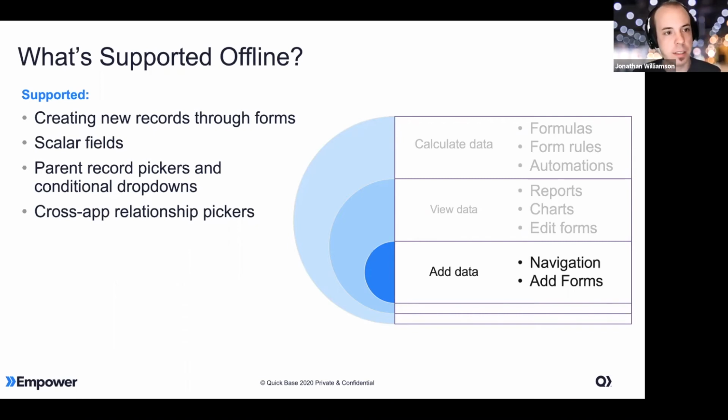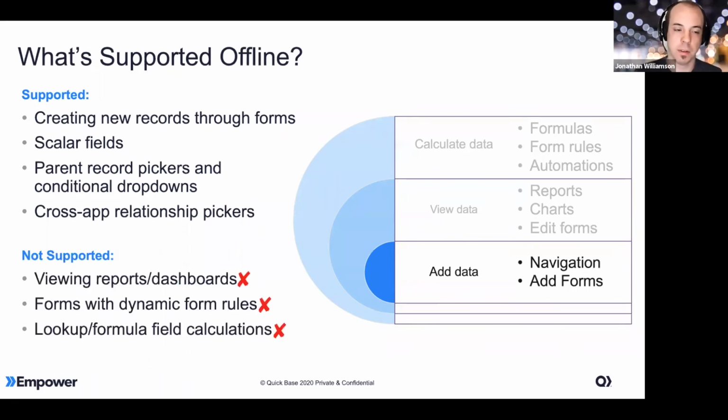So if you see on the left, what's supported currently with the release of offline today is creating new records through add forms. And we support all the scalar fields that you know and love, any kind of field that doesn't involve a calculation. We also support parent record pickers and conditional dropdowns, in addition to cross-app relationship pickers.